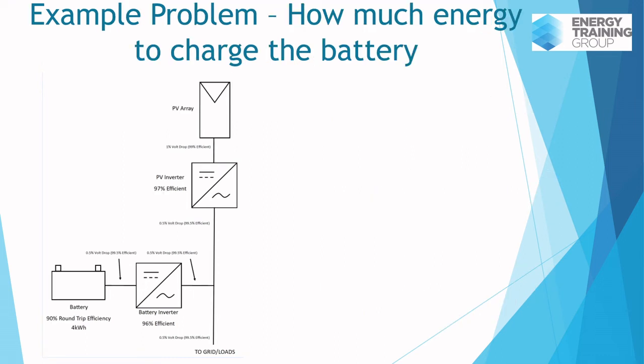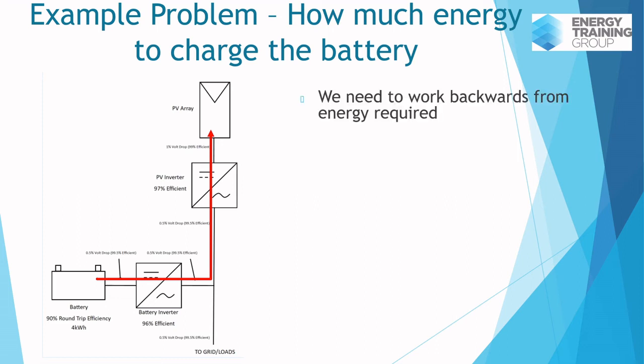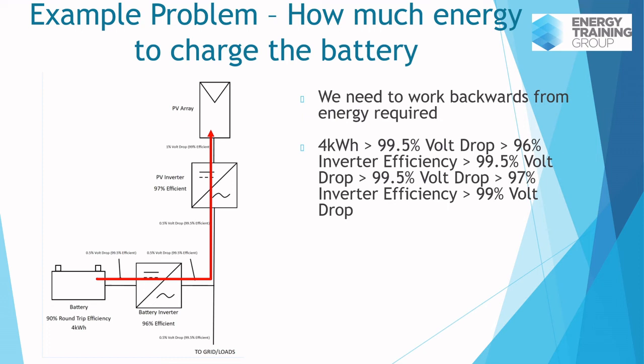So first of all, we've got to work out how much energy we need to charge the battery. So same as last time, we look for our circuit path. We work out our circuit path from our battery to our array. But in this case, we need to make sure we're working backwards. We know how much energy we require at the load. So how much energy do we need at the array? We need to divide. Okay, so our circuit path is from our 4 kilowatt hour battery.